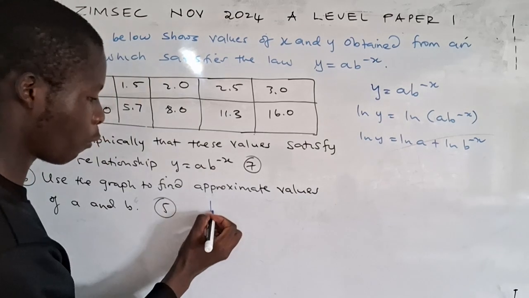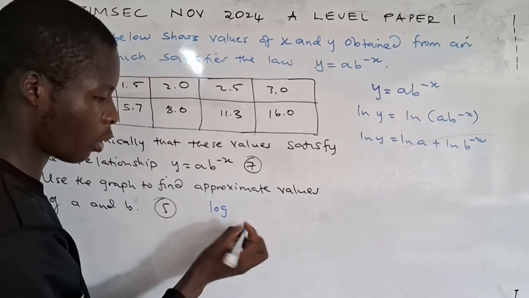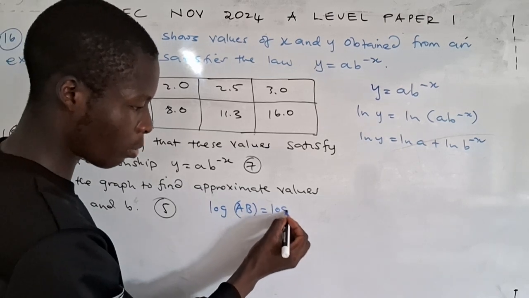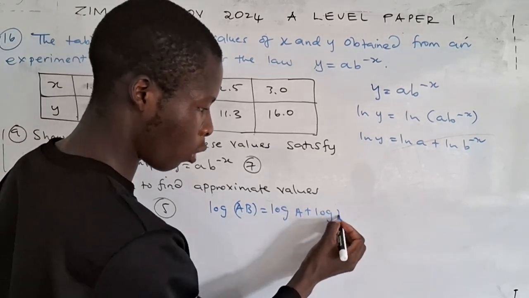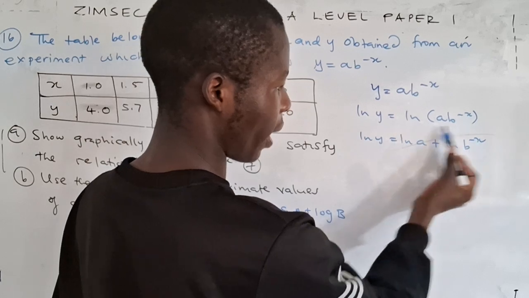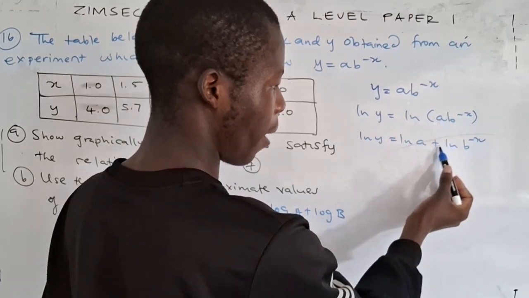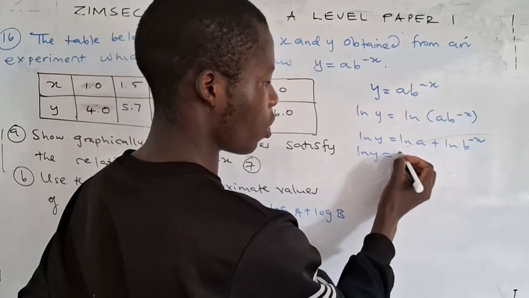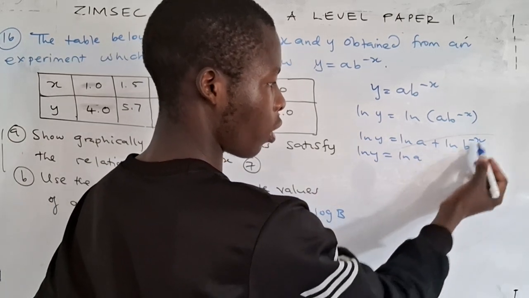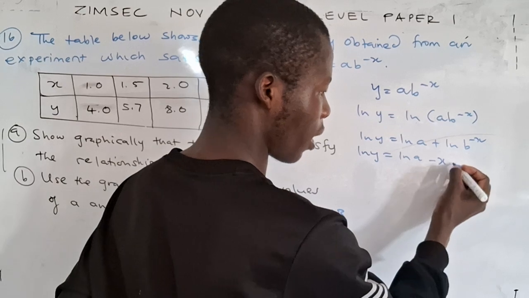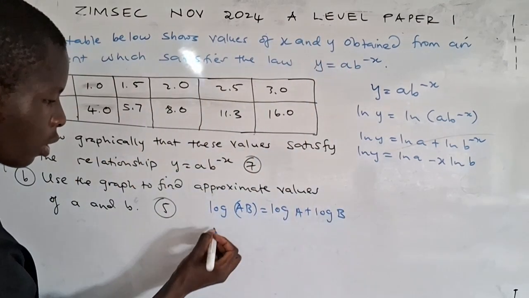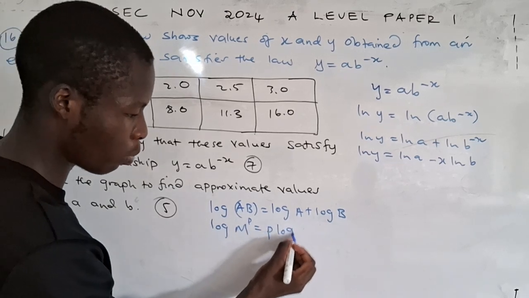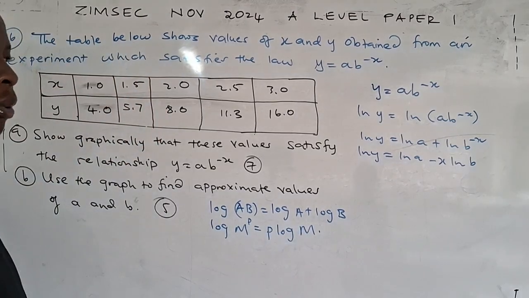If you have log ab, it means a multiplied by b, so it means log a plus log b. This is the law that I applied here. So it's ln a plus ln b to the power negative x. Now I have ln y is equal to ln a, and by another law, this is negative x ln b. If you have log m to the power p, the answer is p log m.